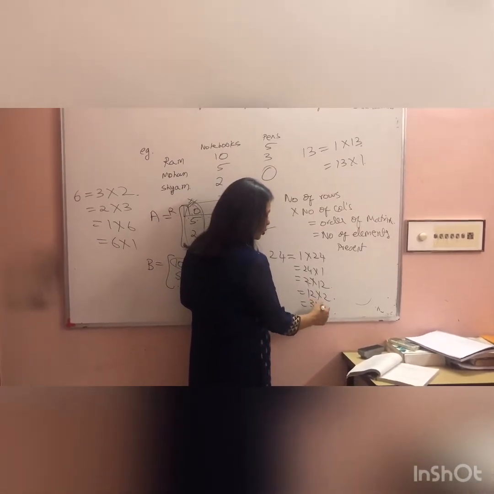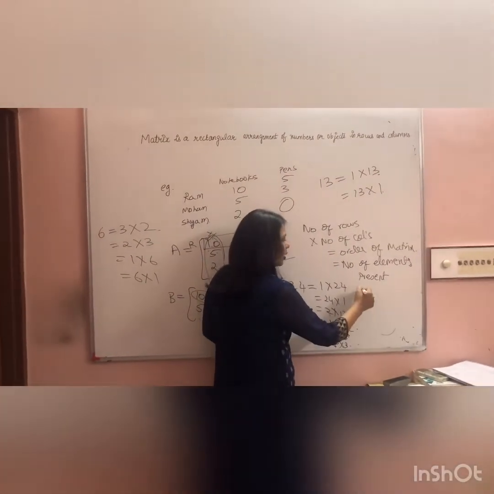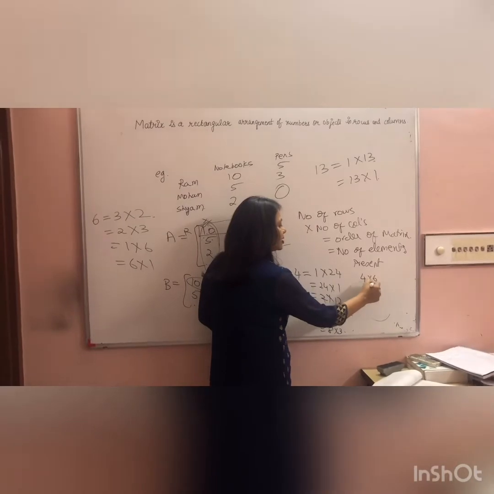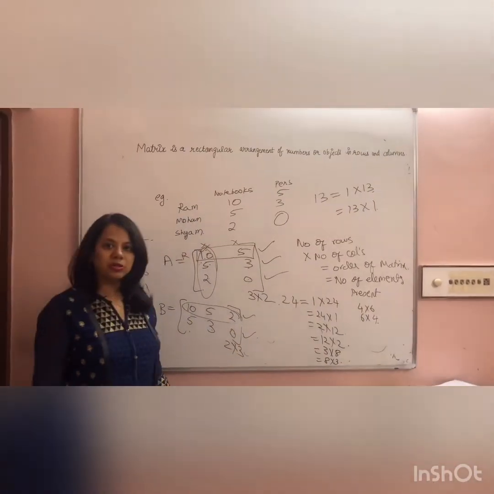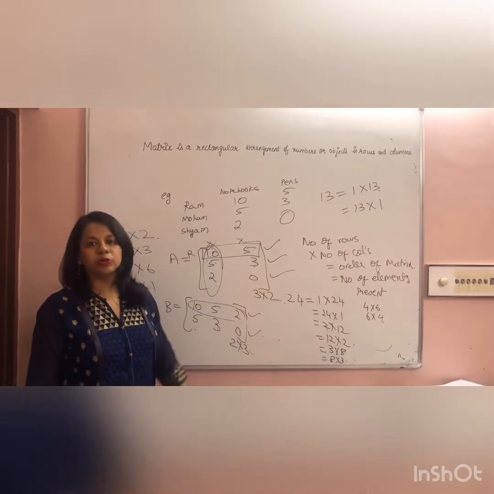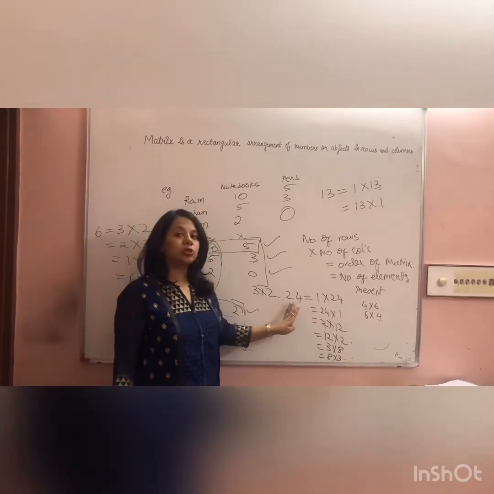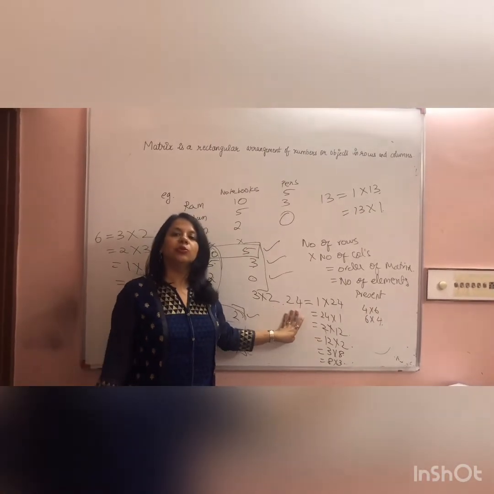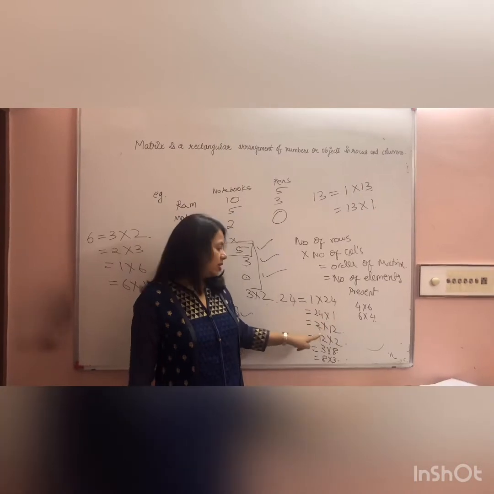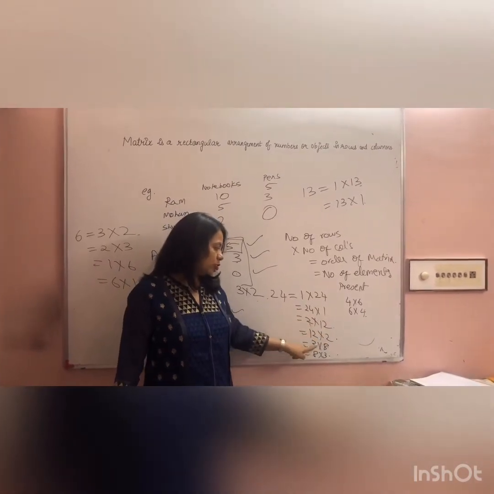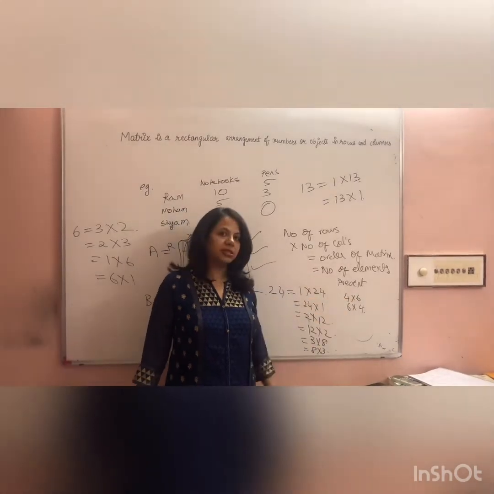You can have 3 into 8 and 8 into 3, and 4 into 6 and 6 into 4. So how many possible orders can you have? You can have 8 possible matrices of this particular kind. So if a matrix has 24 elements, then what are the possible orders? 1 into 24, 24 into 1, 2 into 12, 12 into 2, 3 into 8, 8 into 3, 4 into 6 and 6 into 4.